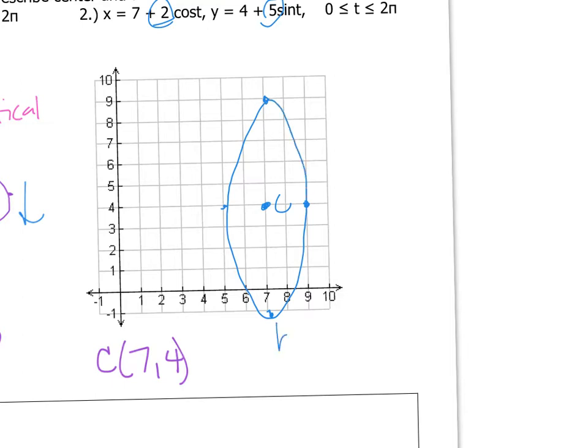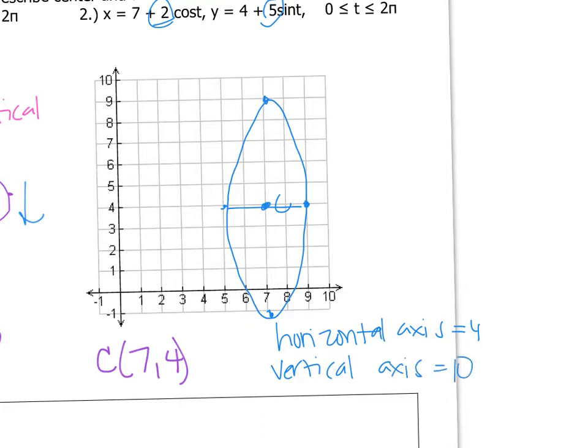So here, our horizontal axis is 4 units across, and the vertical axis is 10. Okay.